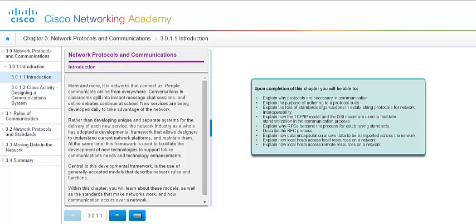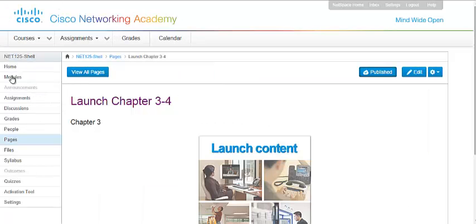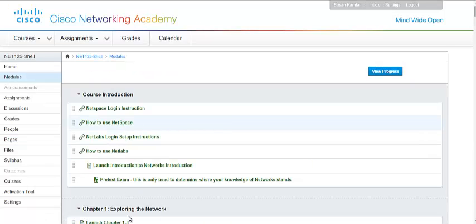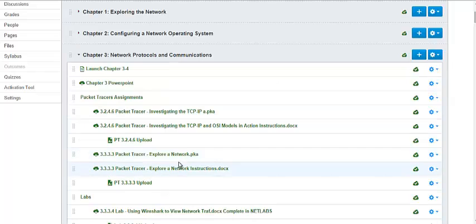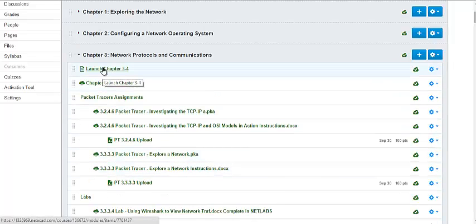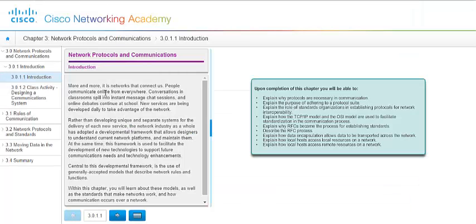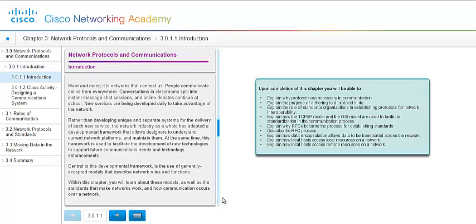If you go into your module and you click Launch Chapter 3.4, then click Launch Content, it brings you to the e-book information. I suggest that you use this even if you have a book. There's a lot of different tutorials through here and examples to help you understand the material just a little bit better.